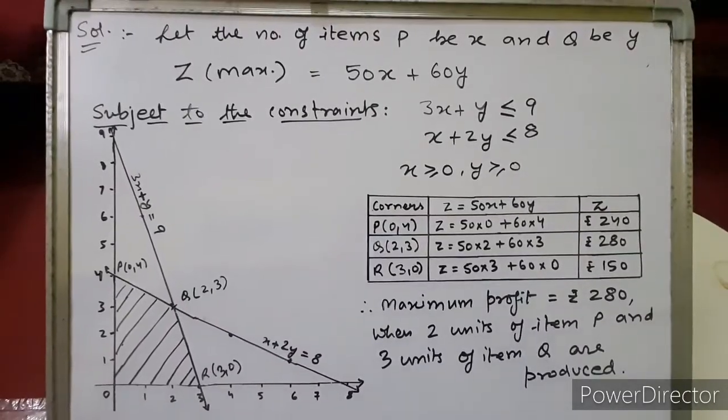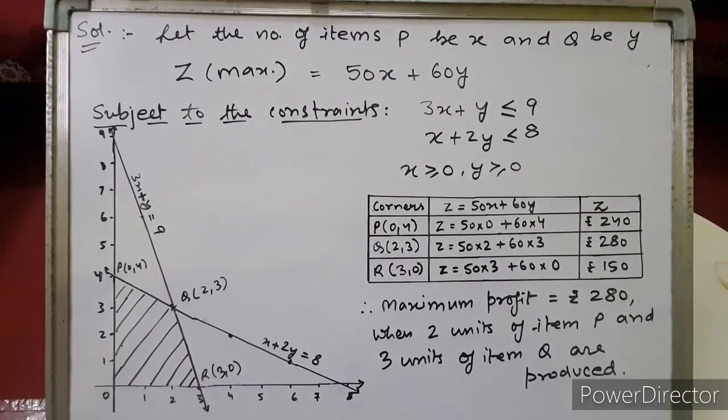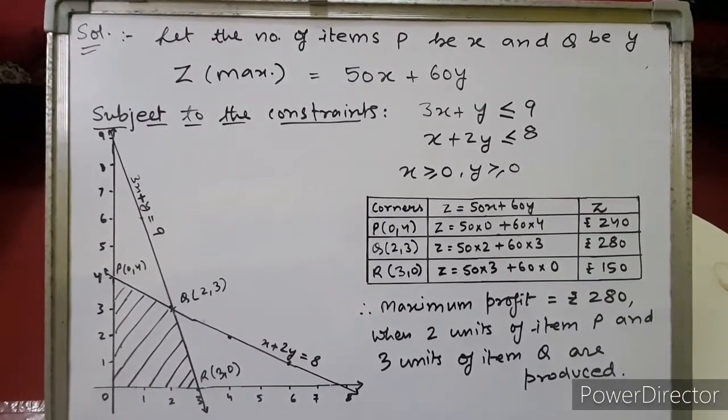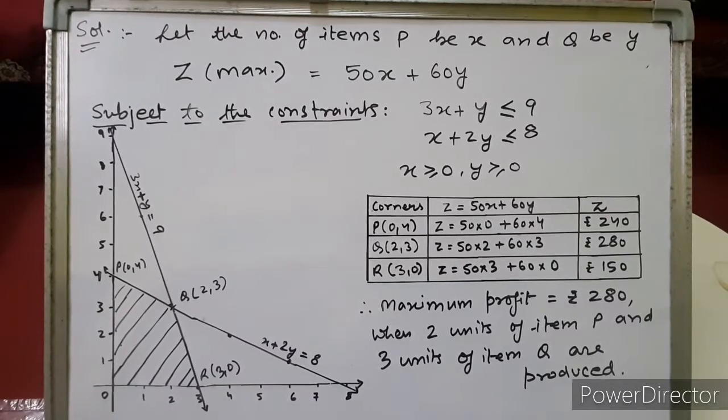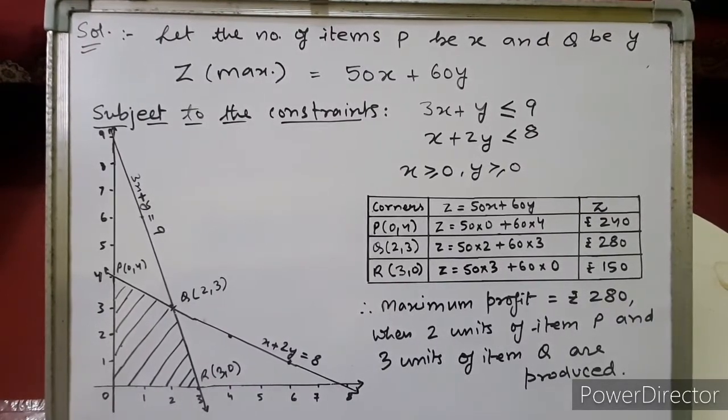Now let's see the solution, children. In the first step, let the number of items P be X and the number of items Q be Y. That means for Z, the profit, to be maximum, each unit of P items gives a profit of rupees 50 and each unit of Q items gives a profit of rupees 60. So if P items are X and Q items are Y, then the maximum profit will be 50X plus 60Y. This is the optimal function or the objective function, right?